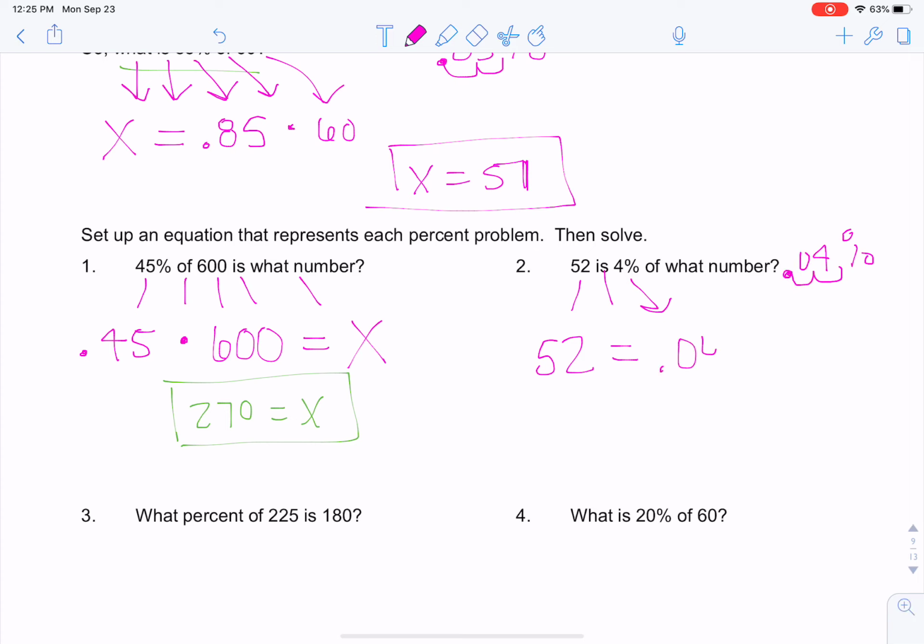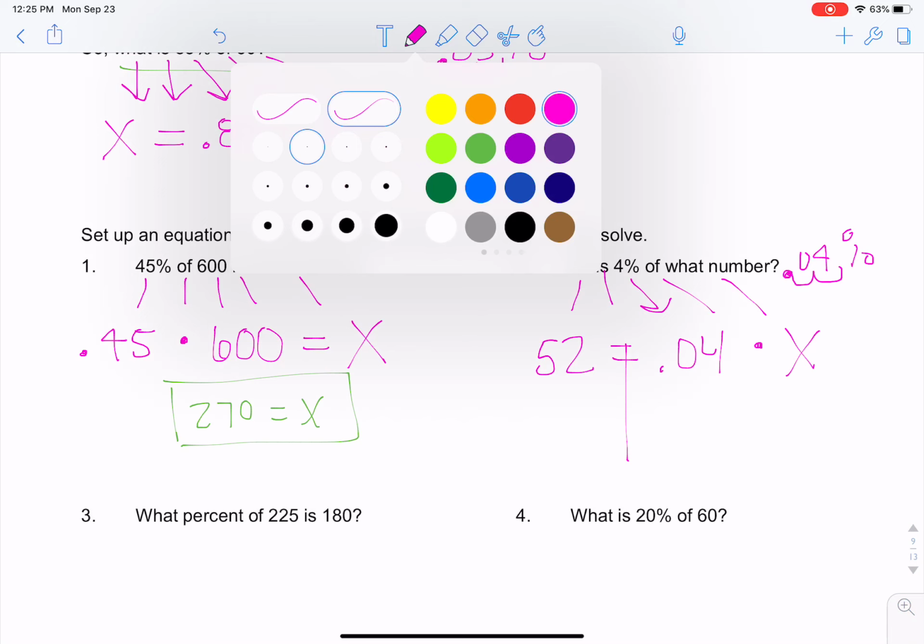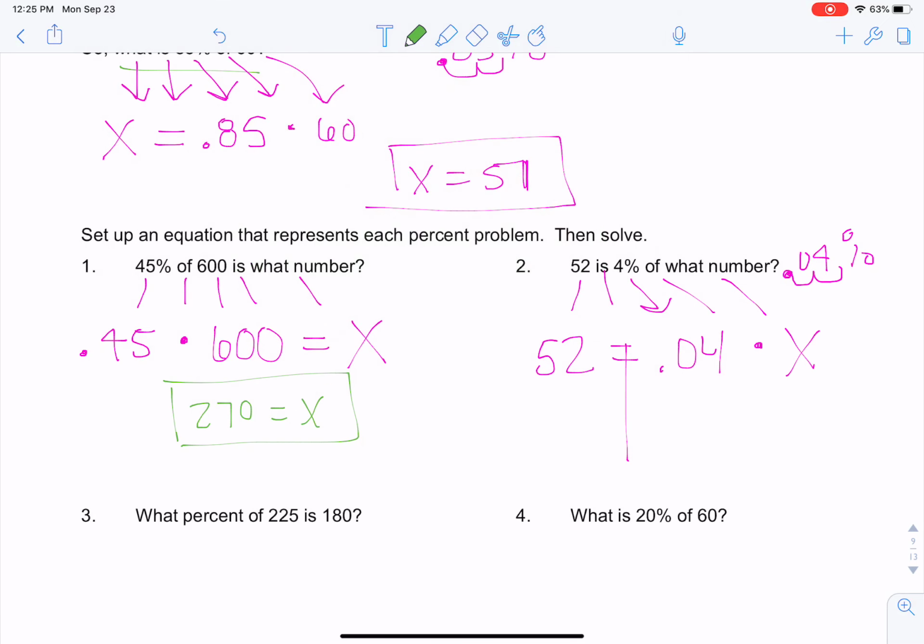So 0.04 of multiplication, what number? X. Now this one looks really different. Now my X is not by itself. Now I have an equation I have to solve. So if you think back to our last unit, I'm going to do the opposite of multiplication here to get this away. So I'm going to divide both sides by 0.04. So when I do 52 divided by 0.04, that means X is equal to 1,300.